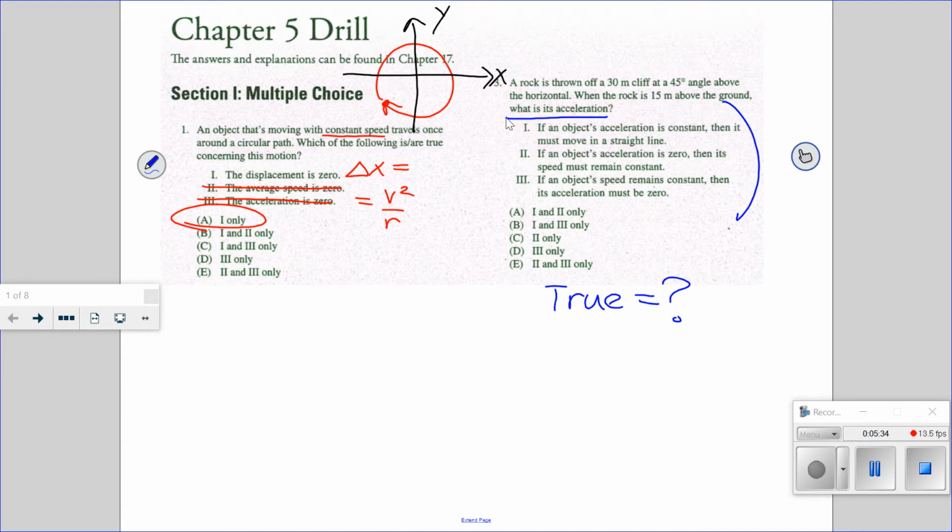If acceleration is constant, then it must move in a straight line. Oh no. Definitely not. Because look at this. You can have constant v squared over r acceleration. You go in a circle.